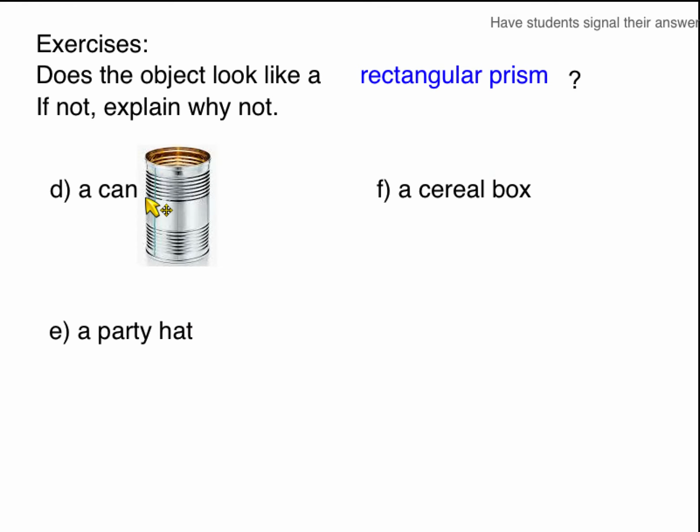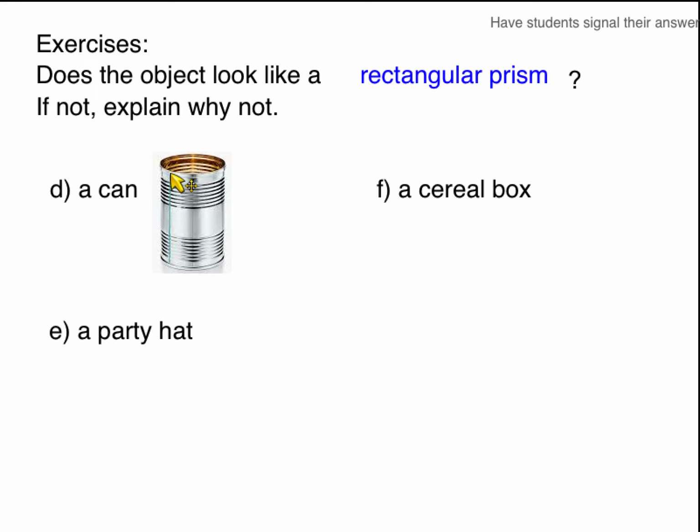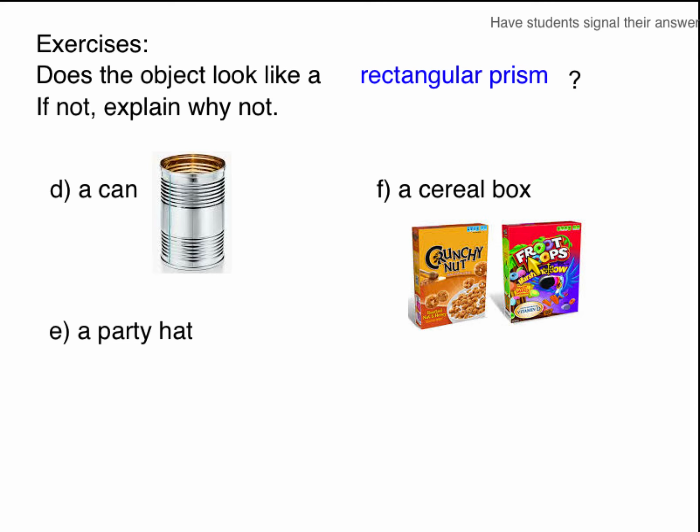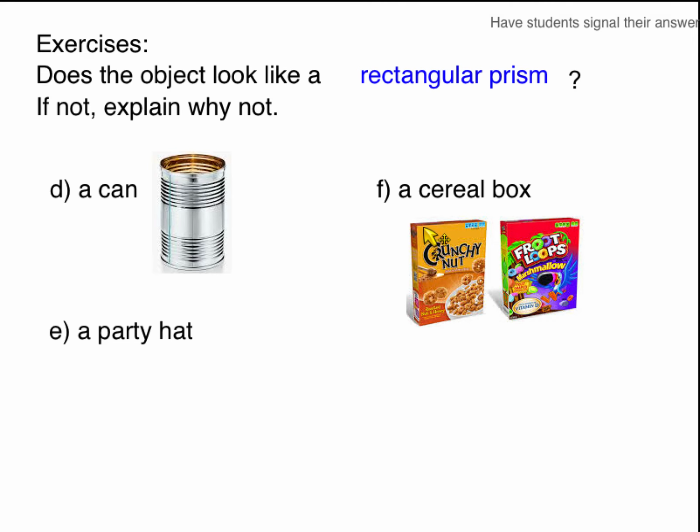A can. So this kind of looks like a rectangle, but it's not, because you look at the top and you see a circle. Not a rectangular prism. Cereal boxes. The fronts are rectangles, the sides are rectangles, the tops are rectangles. Any way you would flip over a cereal box, you would see a rectangle. It's a rectangular prism. Party hat. You see any rectangles? I don't. I see a circle. Not a rectangular prism.